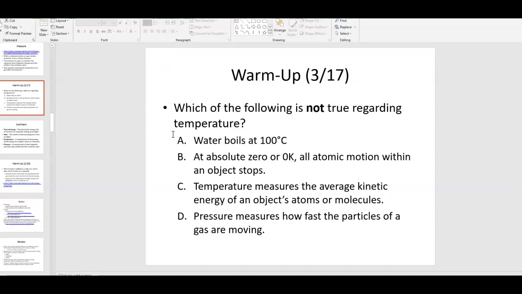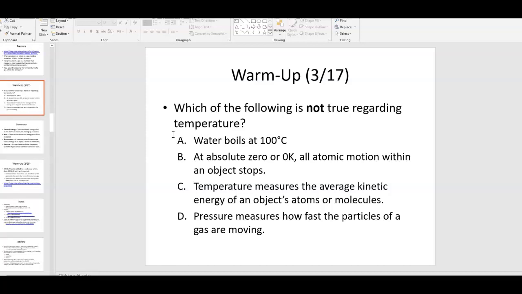B, at absolute 0 or 0 Kelvin, all atomic motion within an object stops. That is also a true statement. That's what is meant by absolute 0. That is the lowest possible temperature an object can have. C says temperature measures the average kinetic energy of an object's atoms or molecules. That is true. That is like the definition of temperature, and we talked about that in the last video.